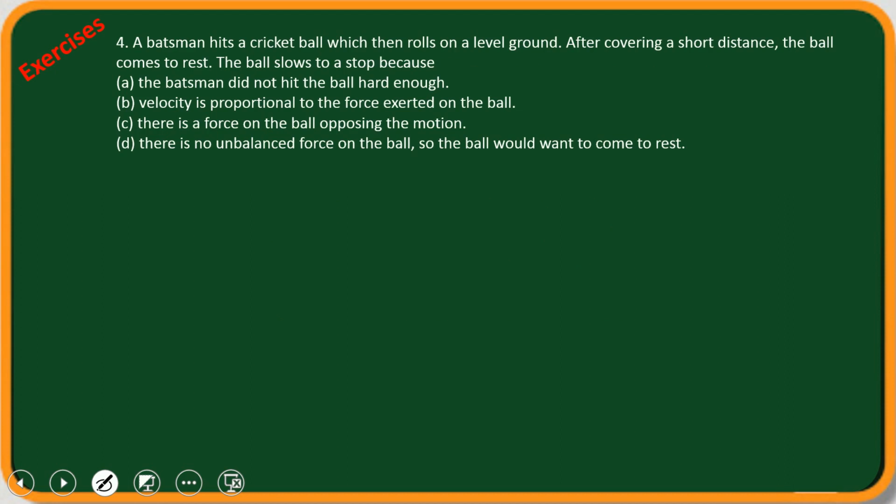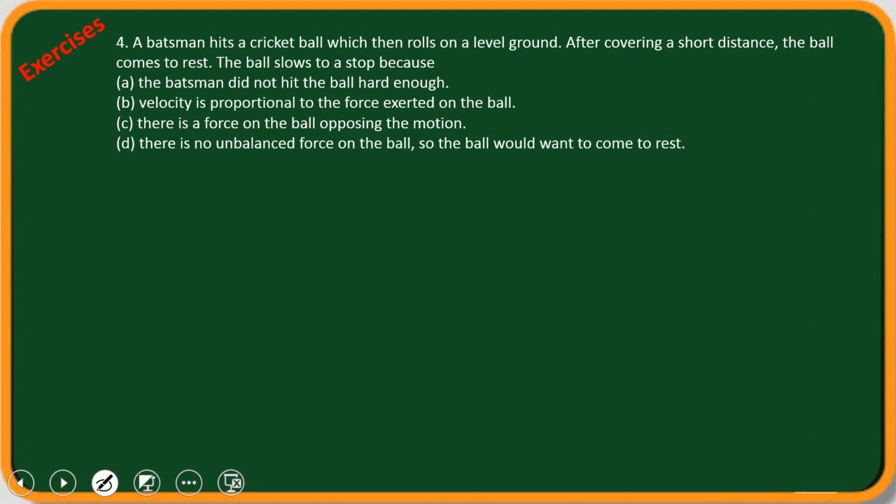A batsman hits a cricket ball, which then rolls on the level ground. After covering a short distance, the ball comes to rest. The ball slows to a stop because the batsman did not hit the ball hard enough. Velocity is proportional to the force exerted on the ball. There is a force on the ball opposing the motion. There is no unbalanced force on the ball. So the ball would want to come to rest.